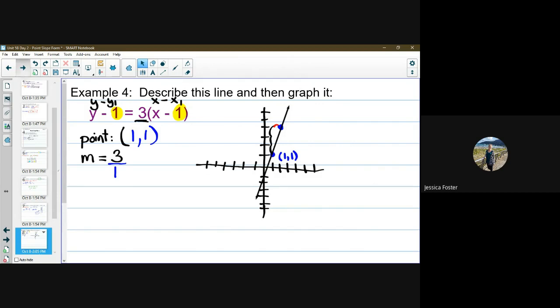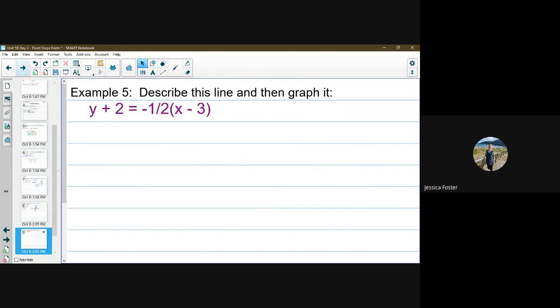All right, next one. Let's take a look at another example. Describe this line and then graph it. y plus 2 equals -1/2 times x minus 3. Same idea as before. Whenever something's written in point slope form, we can take a point out of it, and we can take the slope. My slope is right in front of the parentheses, -1/2. My point comes from y minus y1 and x minus x1.